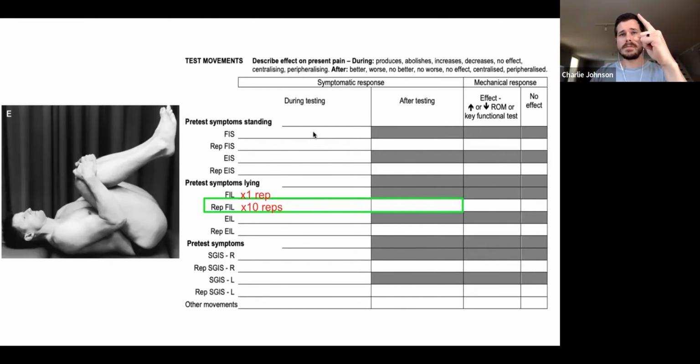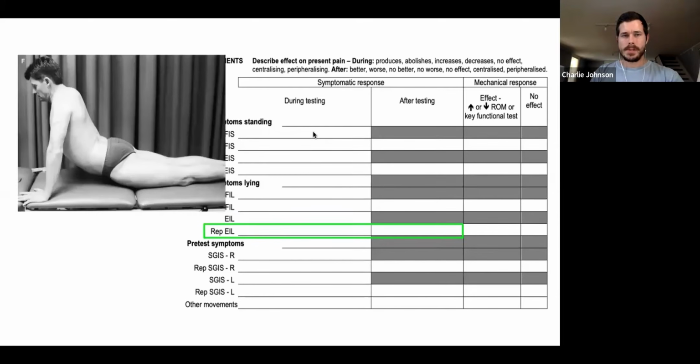Did symptoms move? They move closer to the spine, centralize, or peripheralize. And by the way, at any point, if you notice the symptoms clearly move, they centralize or peripheralize, you can be done because you've assessed for centralization or peripheralization. You've experienced it. You don't need to test any more than necessary. All right. Let's just say symptoms didn't move.